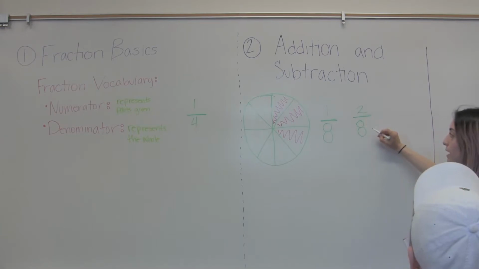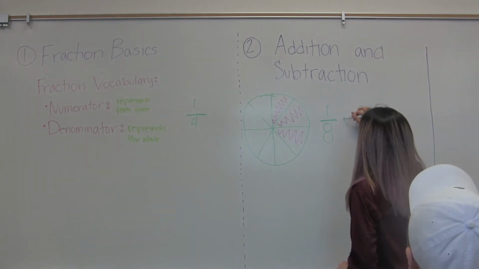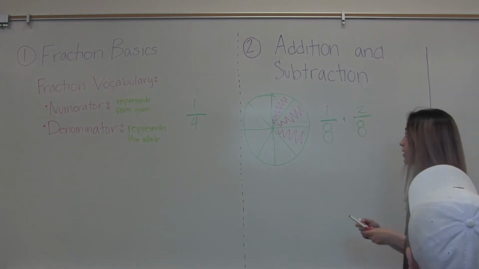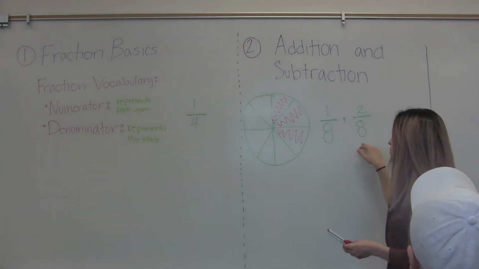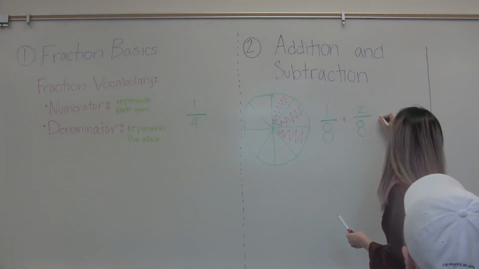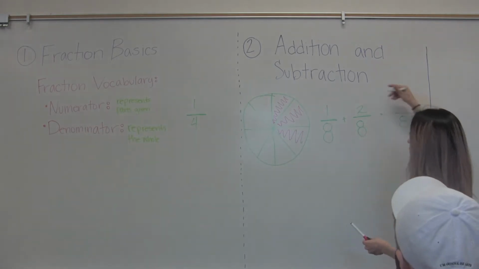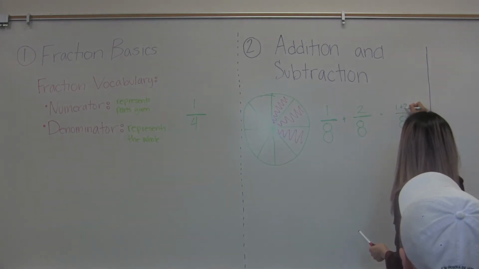And if I want to see how many pieces of pizza McKay and I have eaten total, then we're going to add these right here. The first step in adding or subtracting fractions is we're going to look at our denominators and make sure that they're the same. Both of these are 8. So under our line, we're going to put 8. And then over here, we just add our numerators. So we're going to do 1 plus 2.